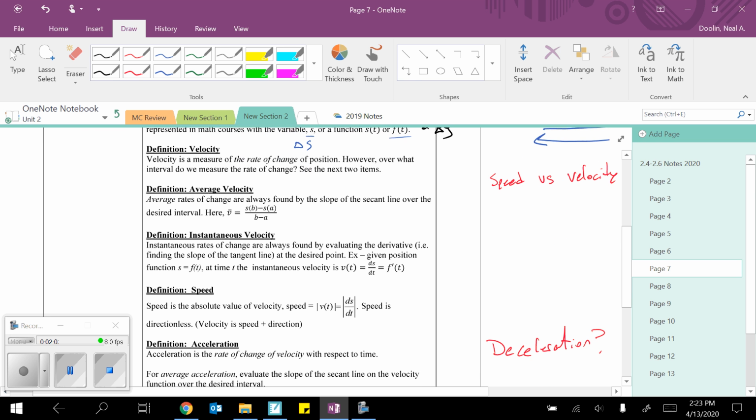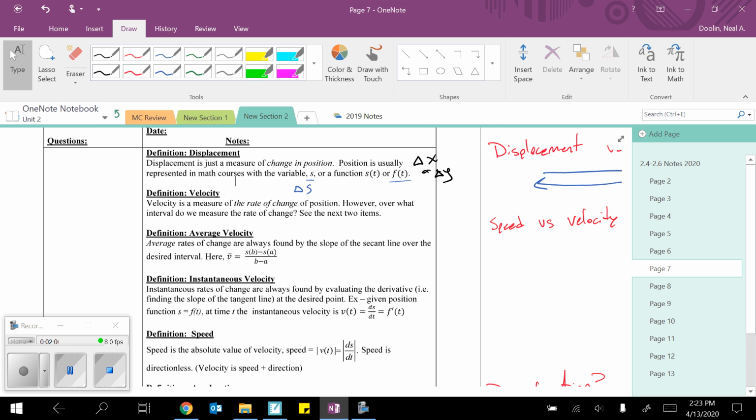Okay, then we have velocity. Velocity is basically how quickly is something displacing. It's the rate of change of position. So rate of change, remember, those are our fancy words for slope. So basically velocity is the slope of some graph that represents position. That's pretty nice. Now, of course, if it's a rate, that means we're measuring it over some period of time.